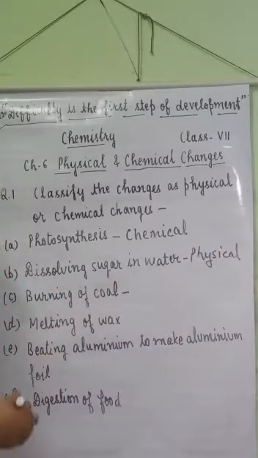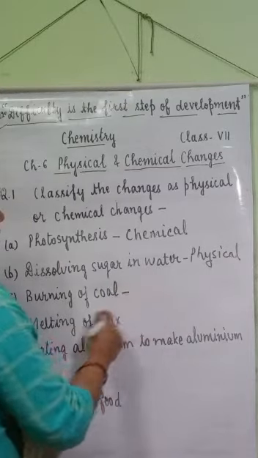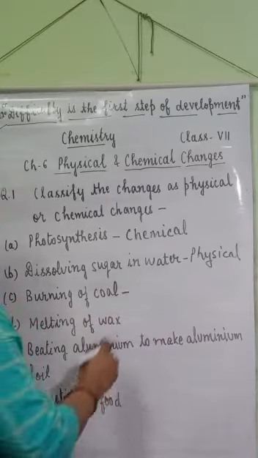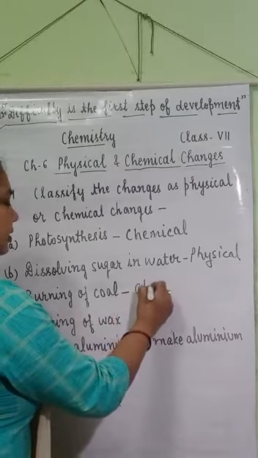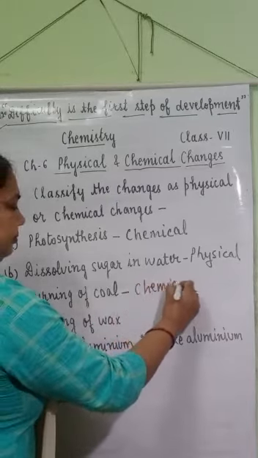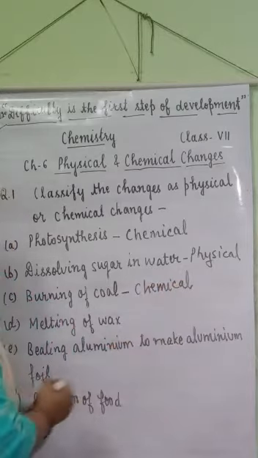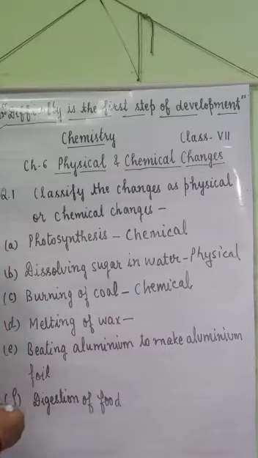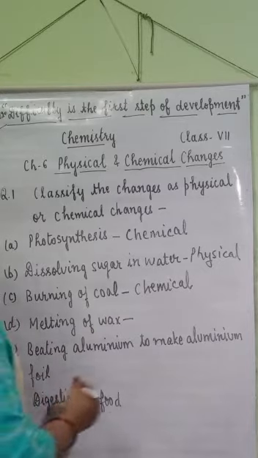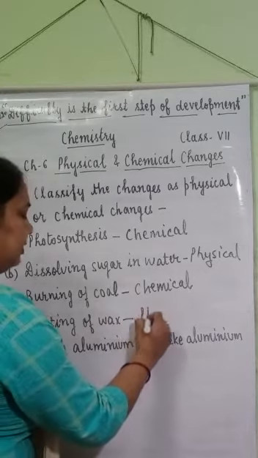Burning of coal. When coal burns, it releases carbon dioxide gas and leaves ash. So here new substances are formed, so it is a chemical change. Melting of wax. When wax melts, its state changes, so it is a physical change.